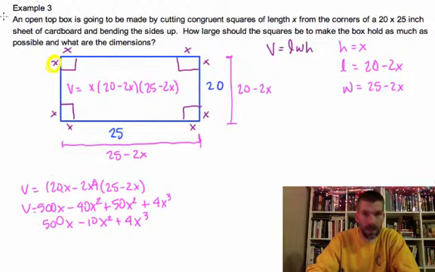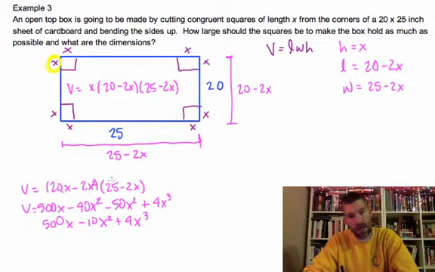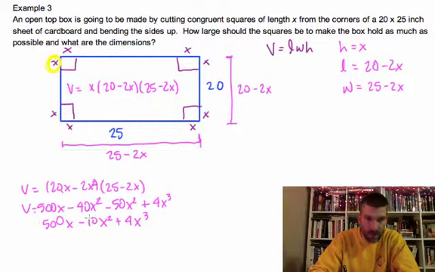All right, I caught a mistake here. This guy right here should be a minus negative 2x squared times positive 25, which makes this a negative 90. There we go. There's my volume.